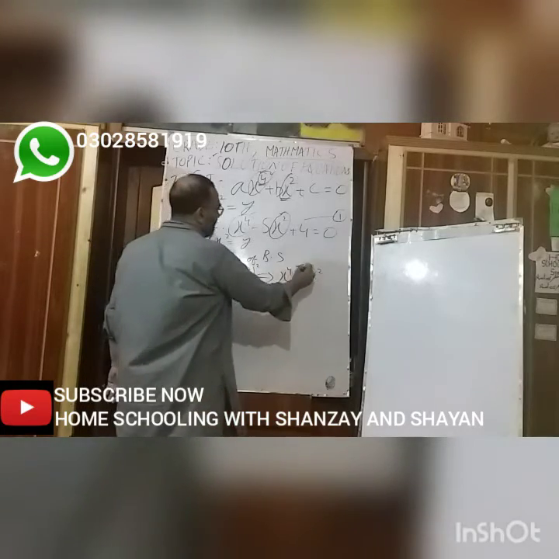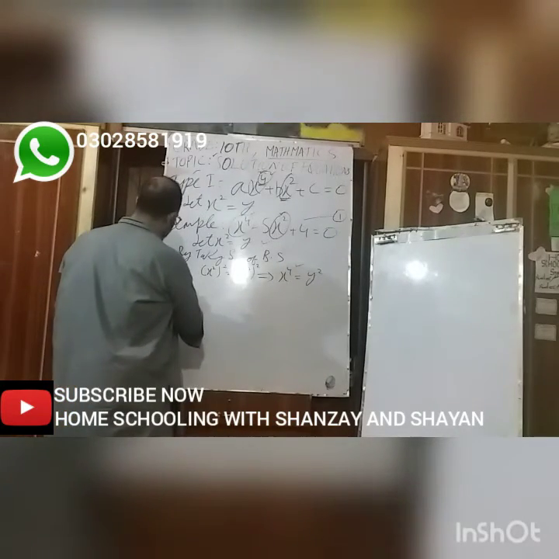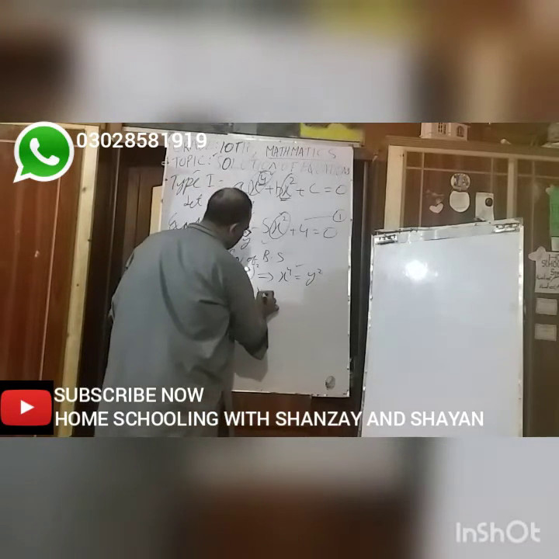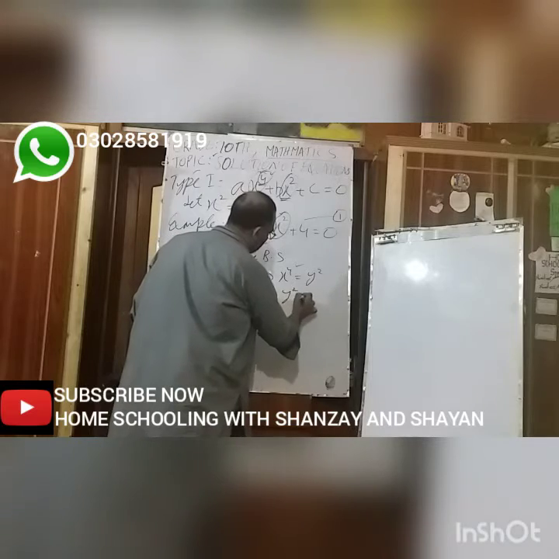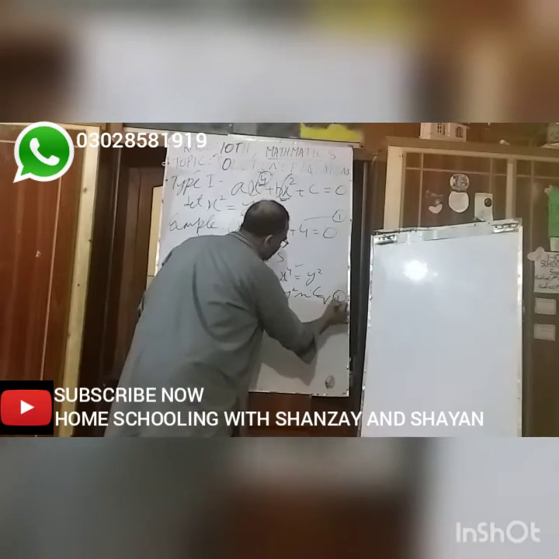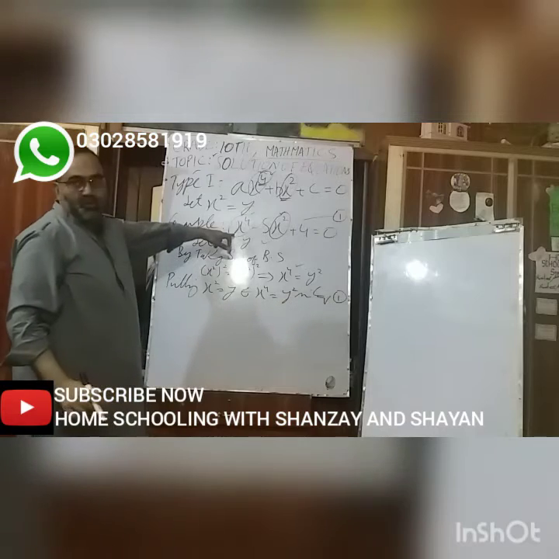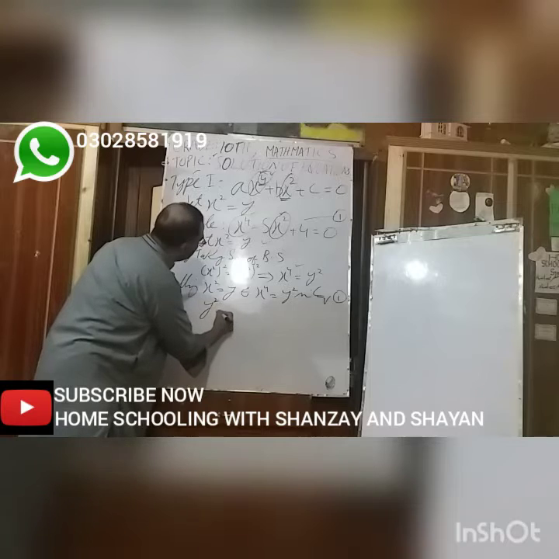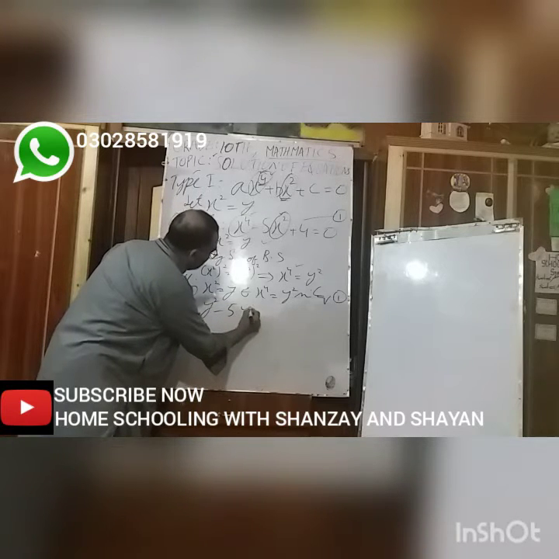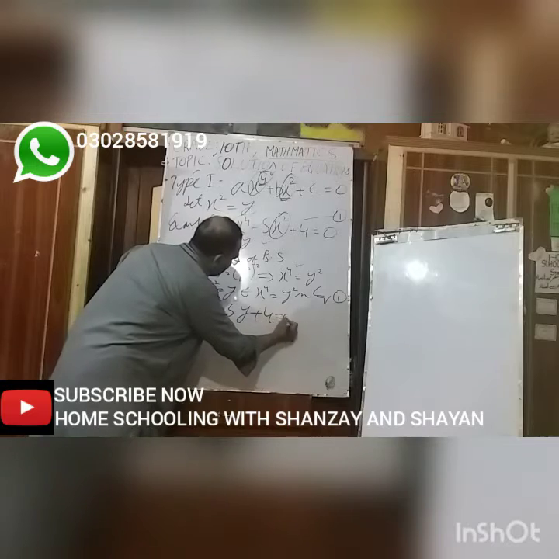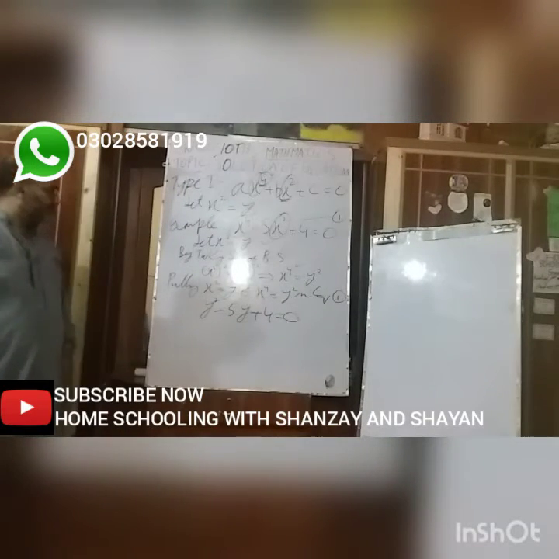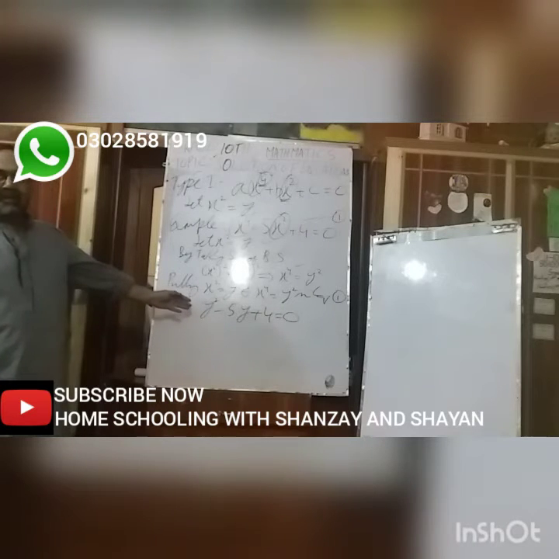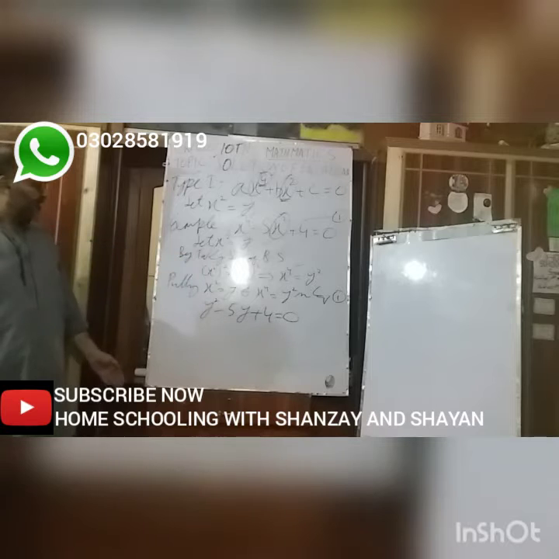So you will put these two values, x^2 is equal to y and x raised to power 4 is equal to y^2, in equation 1. This is your equation 1. So now you can write the equation 1 like this: y^2 minus 5y plus 4 is equal to 0. Now, students, you can solve this equation by any of the three methods.